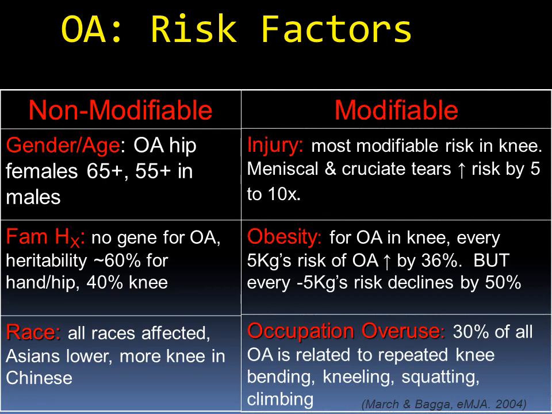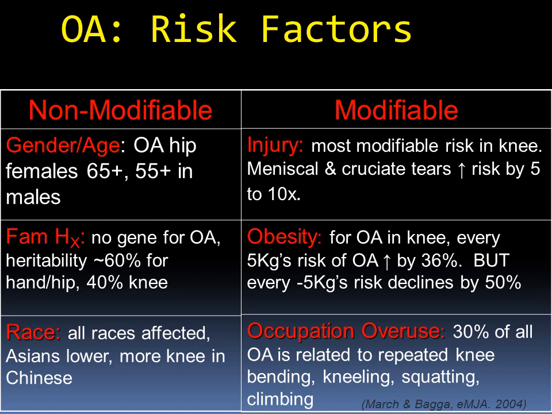If we look at the modifiable risk factors, though, injury is the most modifiable risk in knees. Meniscal and cruciate tears increase the risk by 5 to 10 times. Obesity. For osteoarthritis in the knee, every 5 kilos risk of osteoarthritis increases by 36%. But look at this, if an individual loses 5 kilos, that risk declines by 50%.